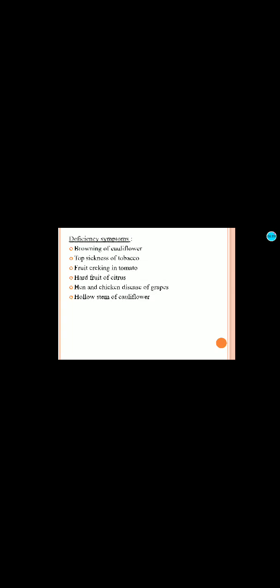Then deficiency symptoms: browning of cauliflower, top sickness of tobacco, fruit cracking in tomato, hard fruit of citrus, hen and chicken disease of grapes, and hollow stems of cauliflower.